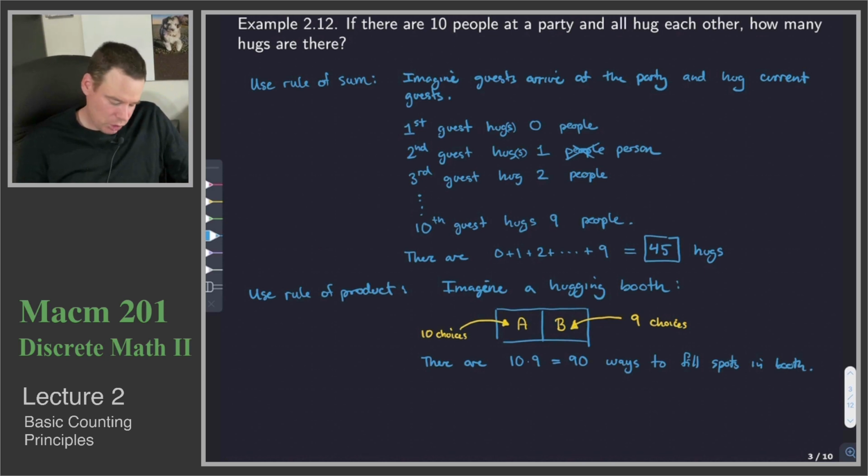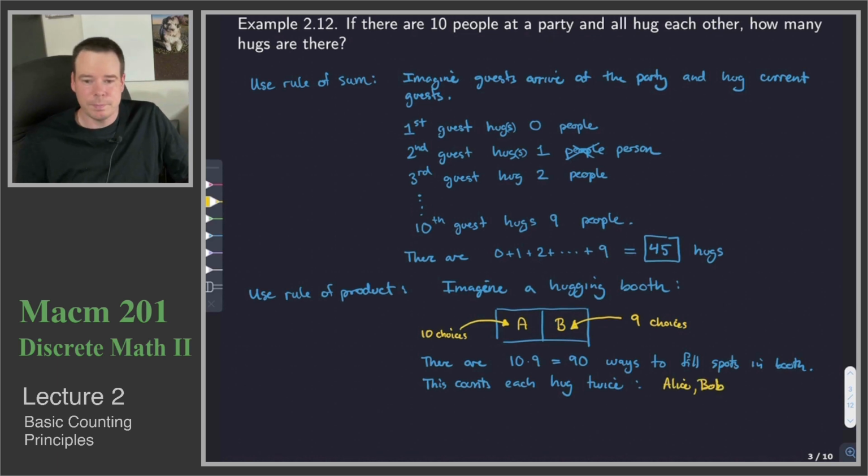However, this counts each hug twice. Why is that? Because, for example, if Alice went in the A side and Bob went in the B side for their hug, then this would be counted as one hug, but Bob going in the A side and Alice going in the B side would also get counted. But we don't want to count that twice, because Alice and Bob would have just hugged once. So we've actually counted every hug twice.